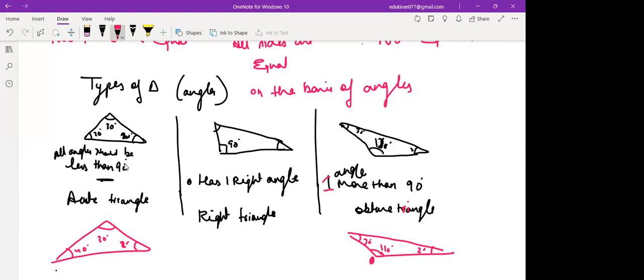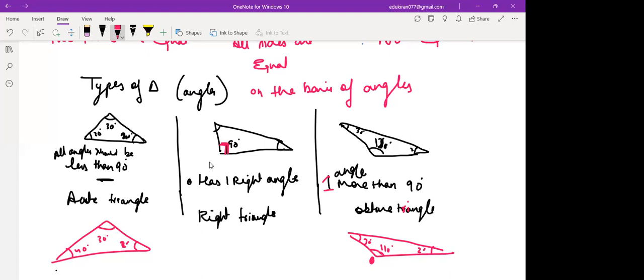In an obtuse triangle, if one angle is more than 90 degrees, like 110 degrees, it will automatically become an obtuse triangle. But in an acute one, all the angles should be less than 90 degrees. And in the right angle triangle, if one angle is 90 degrees, it is a right angle triangle.